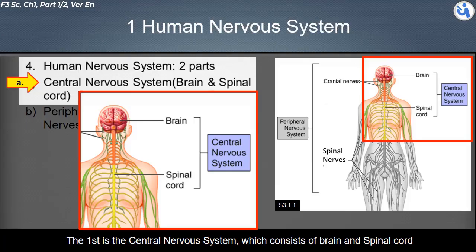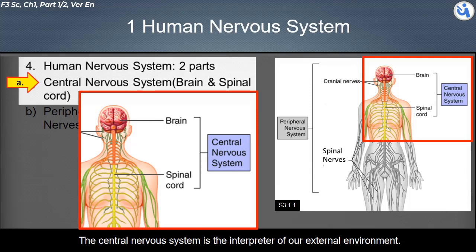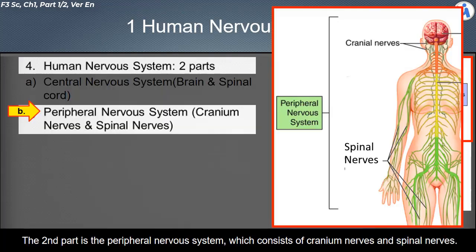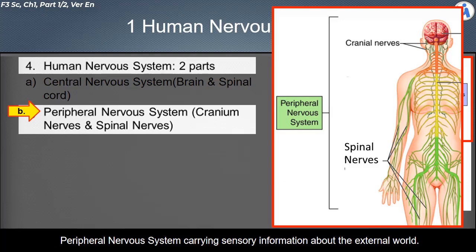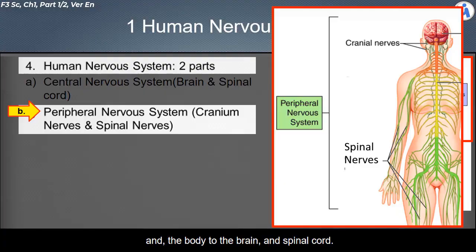The first is the central nervous system, which consists of the brain and spinal cord. The central nervous system is the interpreter of our external environment. The second part is the peripheral nervous system, which consists of cranial nerves and spinal nerves. The peripheral nervous system carries sensory information about the external world and the body to the brain and spinal cord.